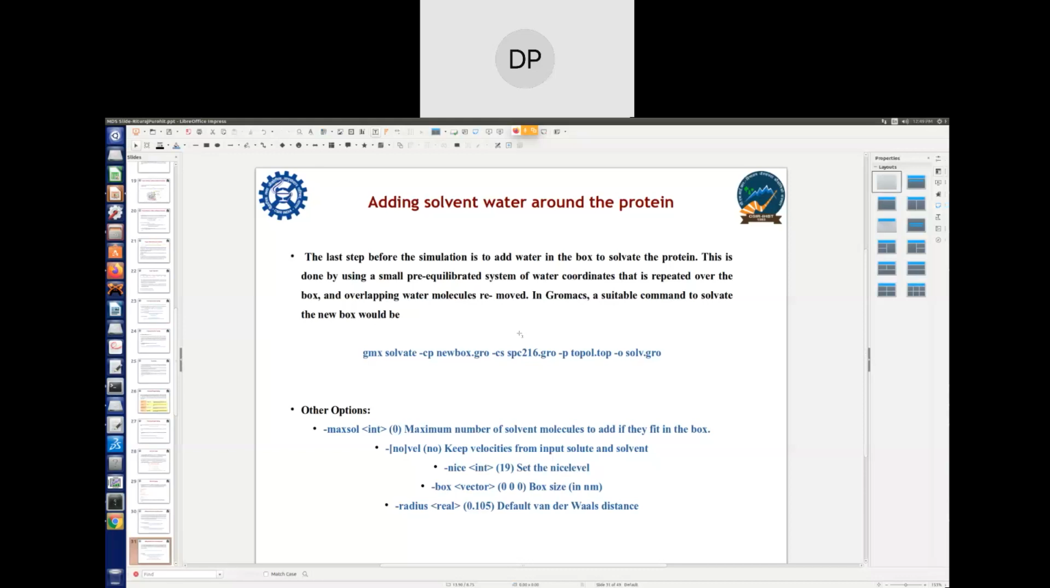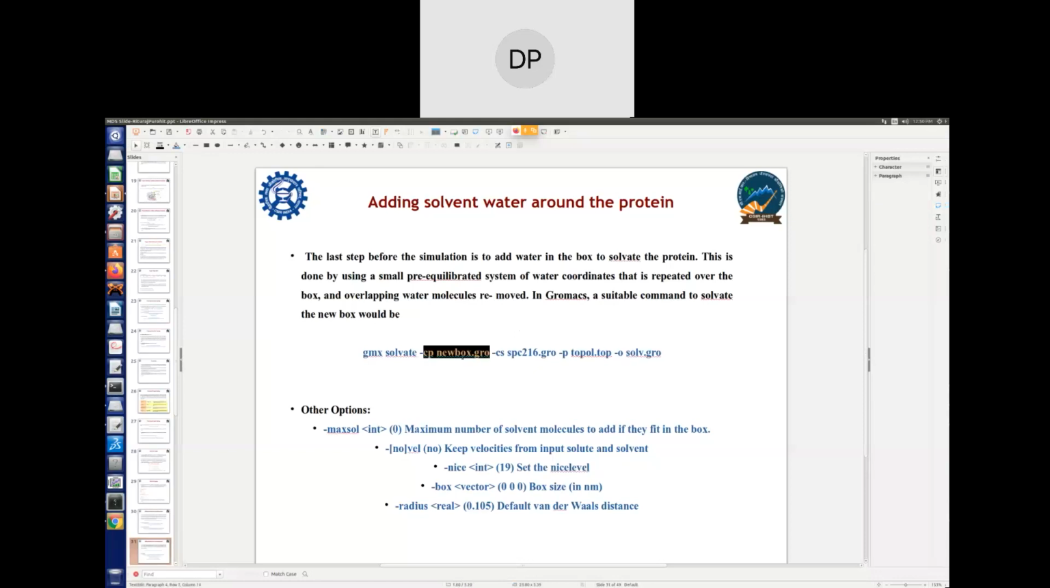You cannot run your simulation in vacuum, right? Sometimes you can run the simulation in vacuum also, but to get a real picture, you should have the complex molecule dipped into a solvent box. So we have a command like gmx solvate.